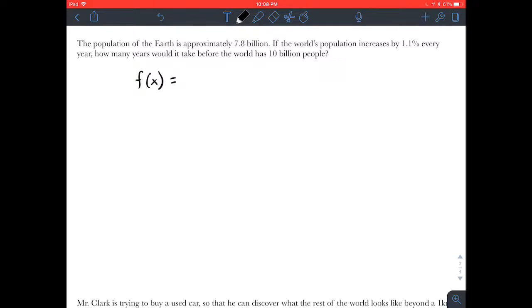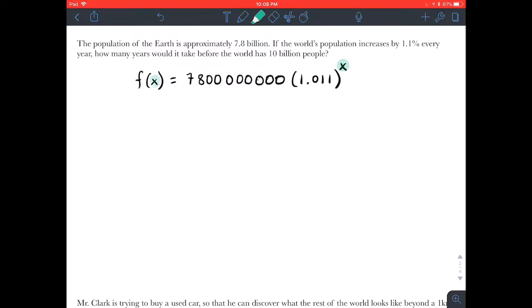So 7.8 billion times 1 plus 1.1%, which in decimal is 0.011. So 1.011 to the power of x. Now let's take a minute and just understand where this formula came from.